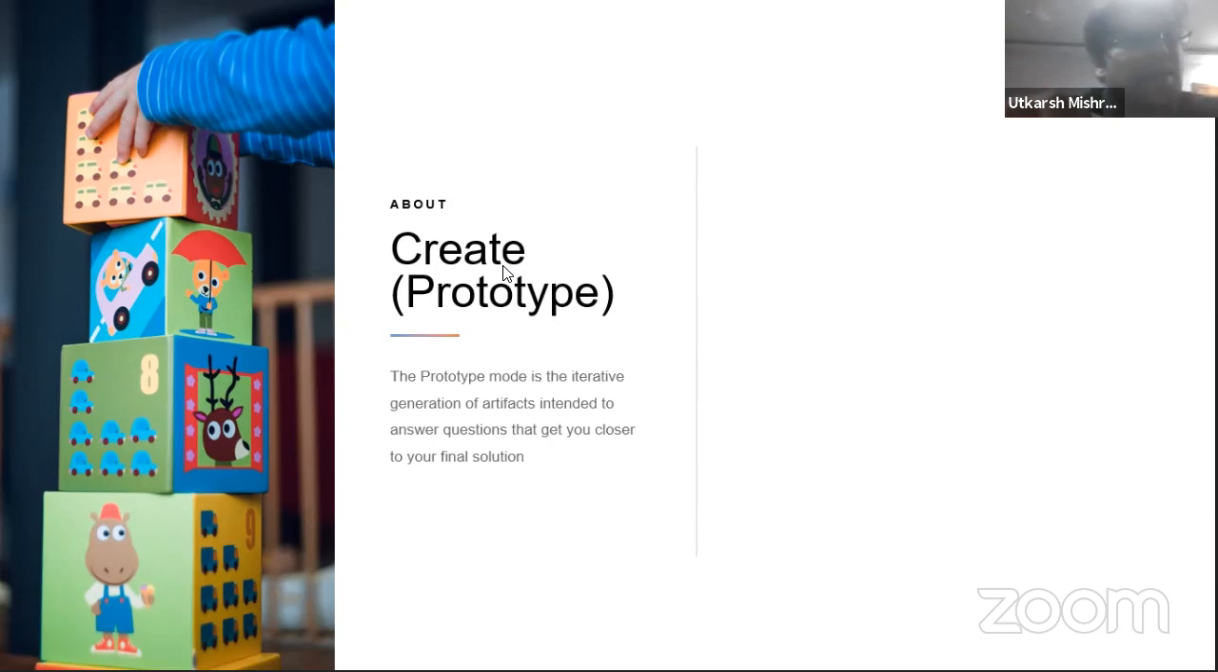So this is one solution which will come into the prototype stage. And now we will create a prototype of it. When I say prototype, it means we will create that application. We will create the solution now. In this stage, we'll try to create the solution for the problem that we are solving.